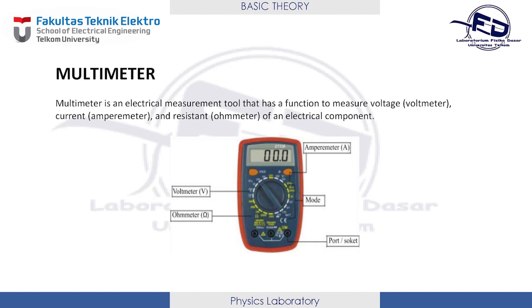Multimeter. Multimeter is an electrical measurement tool that has function to measure voltage in voltmeter mode, current in amperemeter mode, and resistance in ohmmeter mode of an electrical component. Digital multimeter can measure the circuit of direct current and alternating current.